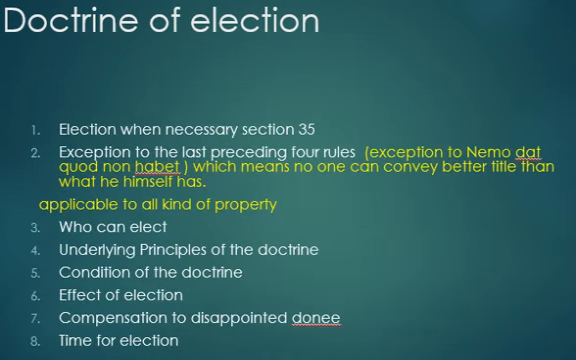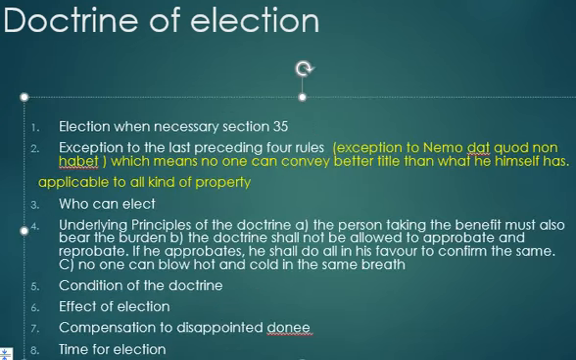First point deals with when election is necessary, section 35. Section 35 of the Transfer of Property Act 1882 deals with the doctrine of election. The word elect literally means to choose by vote or to decide on a course of action. The doctrine of election is an exception to the general rule nemo dat quod non habet, which means no one can convey a better title than what he himself has.